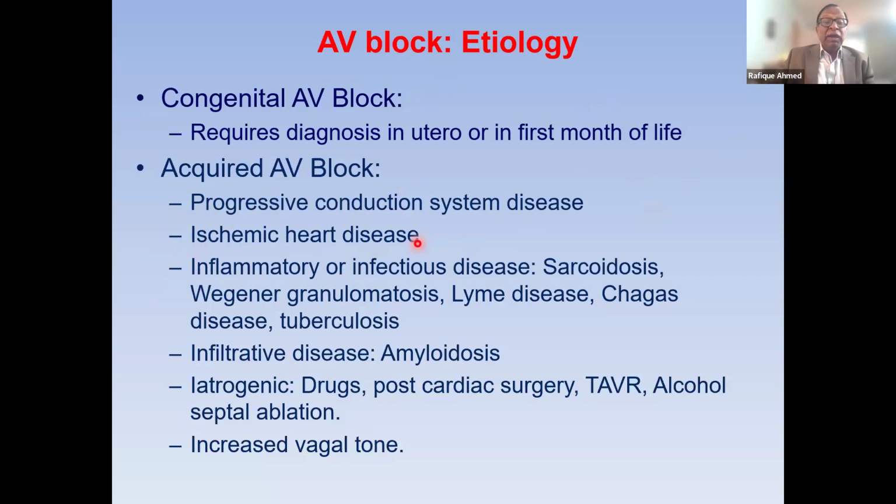So if somebody has a right-sided infarct, which affects the right coronary artery, you can have transient first degree, second degree, or third degree AV block. The good thing about right coronary artery disease is that if you open the artery within 24 to 48 hours, the majority of the conduction comes back. And I have waited up to 7 days.